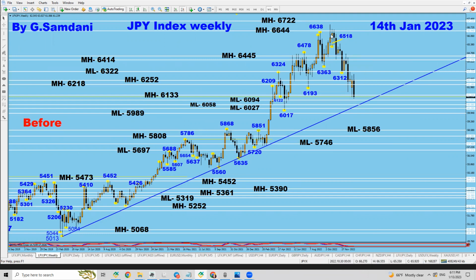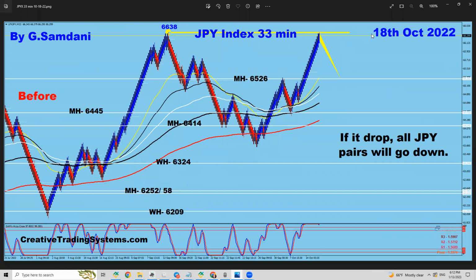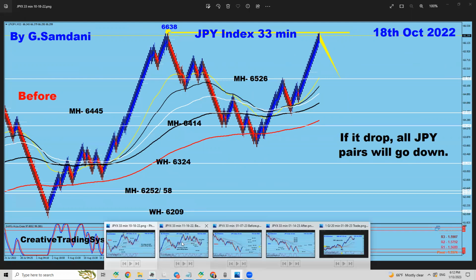Based on this, from the top, from 66.38, I made this 32-minute chart, and this is my 40-minute chart. This is the chart I made on 18th October. You see this level here, 66.38? I said, okay, from here it should drop, and if it drops, all yen pairs will go down. What it did is it went up a little bit, a fake up, and then it started dropping again. In the next chart, I'm going to show you how it started dropping.